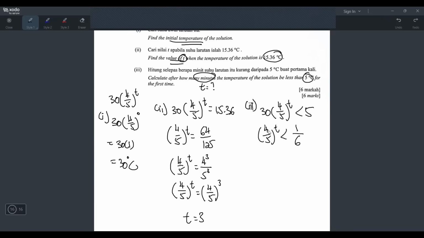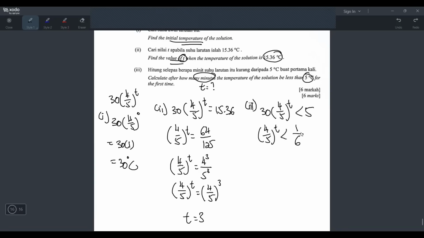Yeah, because 4 with 1 is like 1, okay, 1 can change to 4 power 0, right? But 6 and 5 cannot change to the same base. It's not like just now. Just now, 64 can change to base 4, 125 can change to base 5. It must be top with top, bottom with bottom. But if you look at this one, 6 cannot change to base 5, and there's just no way.